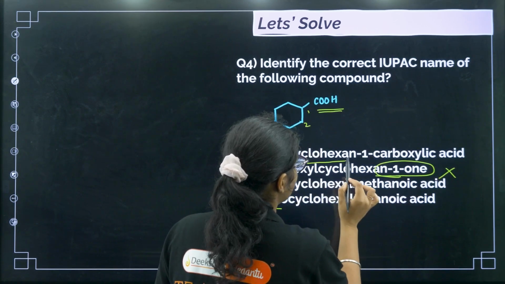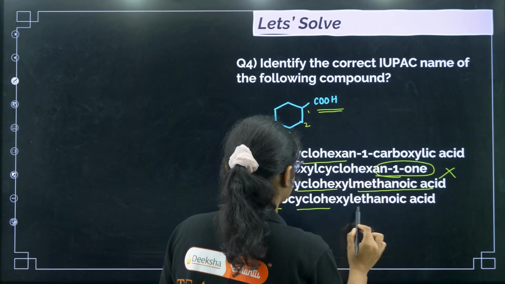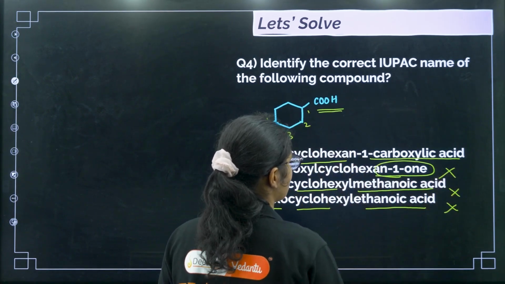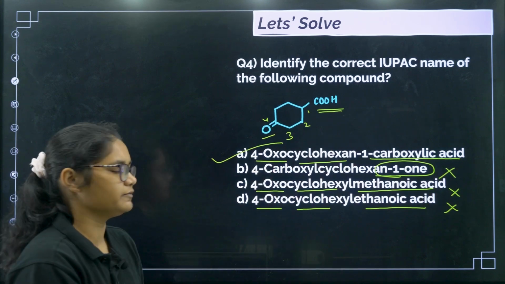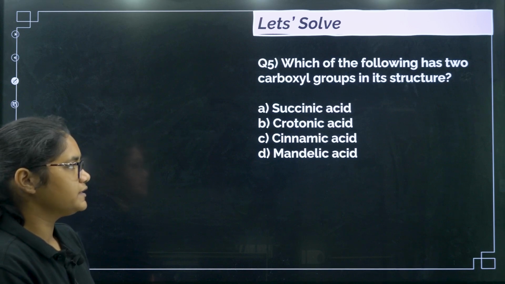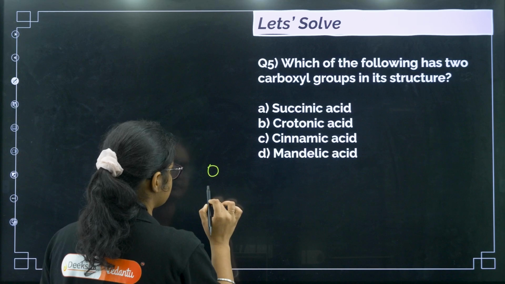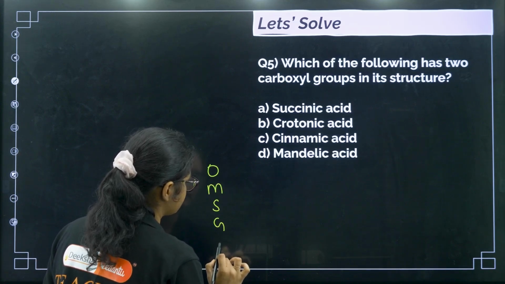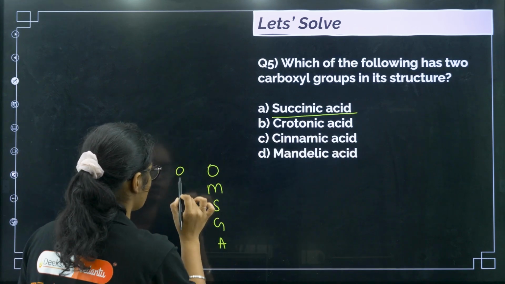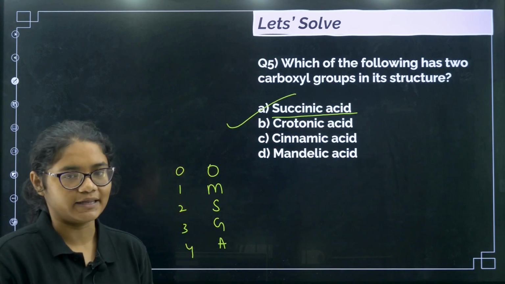Okay, now cyclohexane 1-carboxylic acid. Here it is cyclohexyl methanoic acid, cyclohexyl ethanoic acid. No, cyclohexane, then on the first position we have carboxylic acid. So the correct answer for this question will be option number A. Okay. Next, which of the following has 2 carboxylic groups in its structure? Just now we have discussed oxalic acid, malonic acid, succinic acid, glutaric acid and adipic acid. So the name here is succinic acid. The correct answer for this question will be succinic acid.